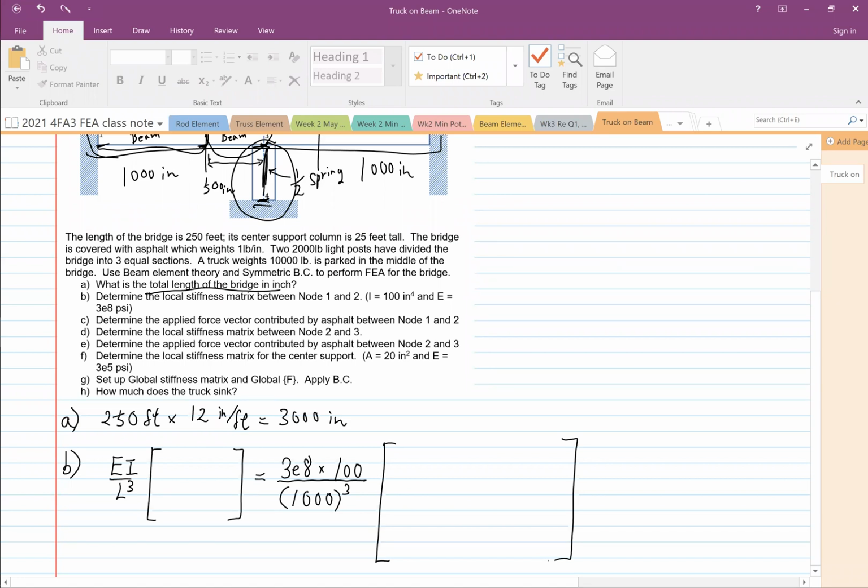Okay, for the beam element matrix, it's 12, and then, oh, I lost my formula sheet. Okay, when you work on a midterm test, you must have your formula sheet side by side. You can refer to it. Sorry, give me a second. Okay, 6 times L, L is 1,000. Negative 12.